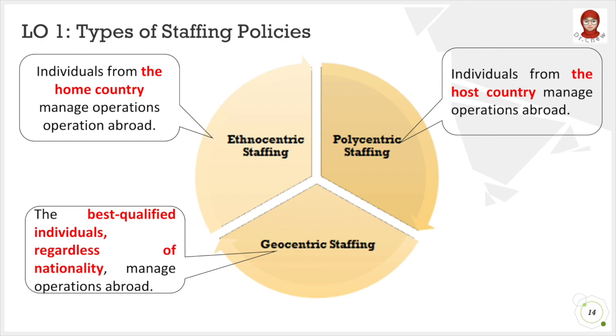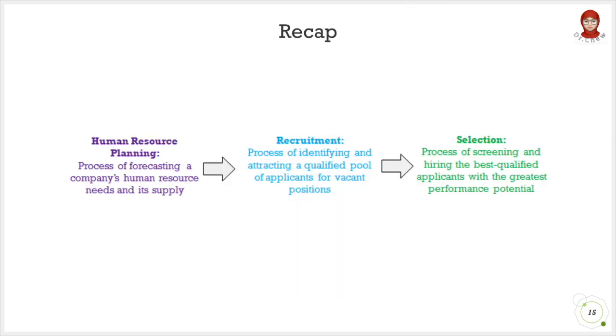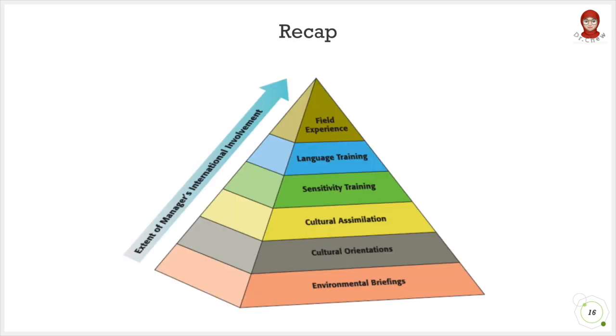And we also discussed the three significant processes of human resources recruitment and selection, which are human resource planning, recruitment and selection. These three processes are very important to ensure that the best person is employed and hired into the company. And the last one, we talked about the training and development programs that are important for managers in order to prepare them for the international assignment.